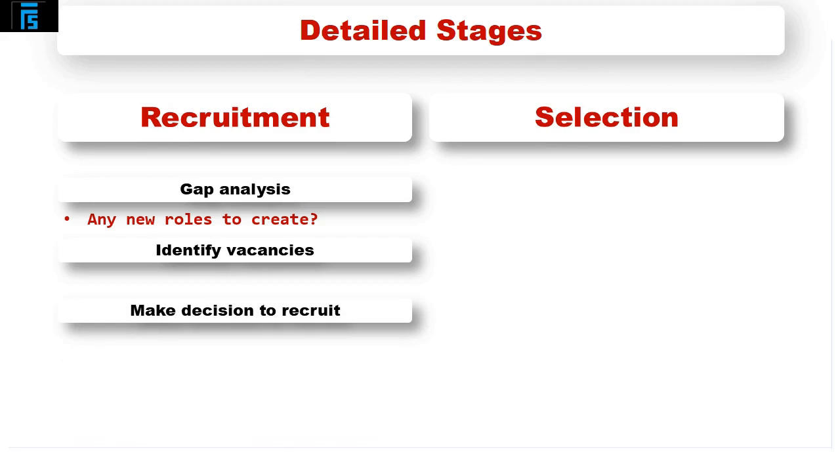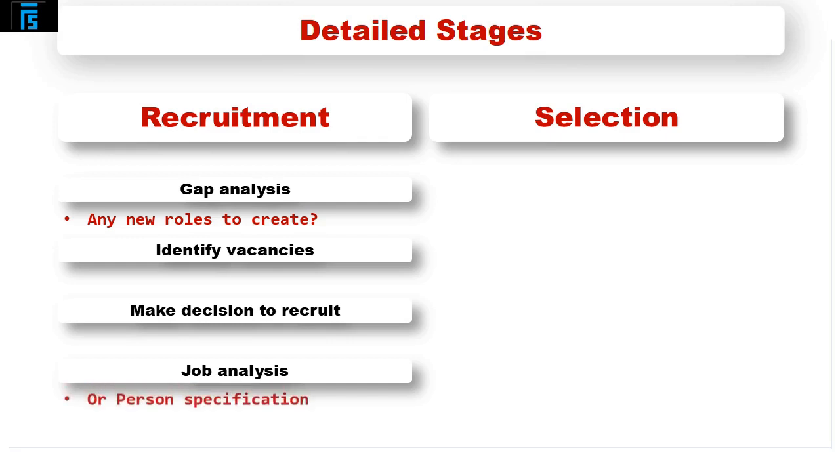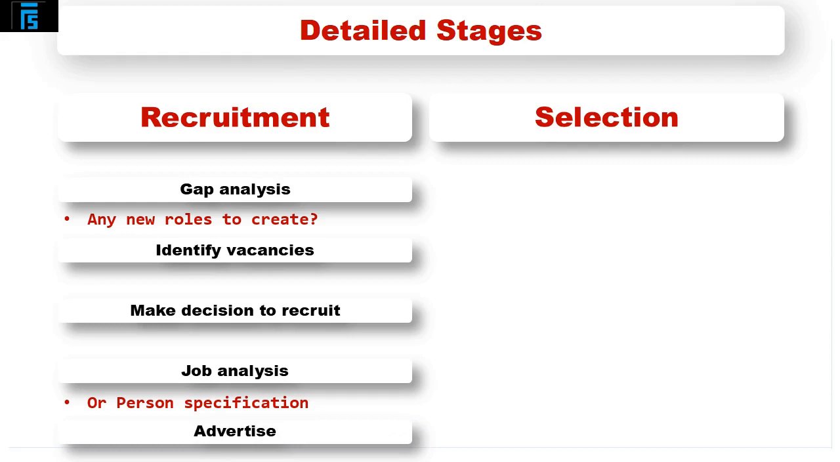Once we've decided that we're going to recruit, we have some kind of job analysis or some kind of person specification. So we've already talked about person specifications. You look for the right kind of person with the right kind of skills. With job analysis, we are looking at the tasks that somebody is going to do. So we're going to make sure we get somebody with skills and experience. And once we've done that, we advertise. So there's quite a long and detailed process before you actually advertise anything.